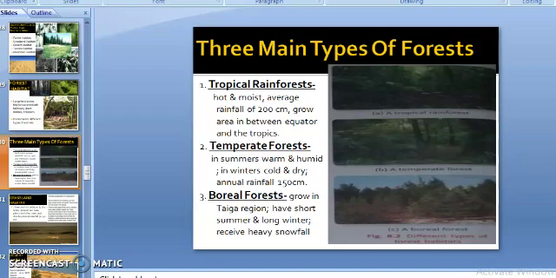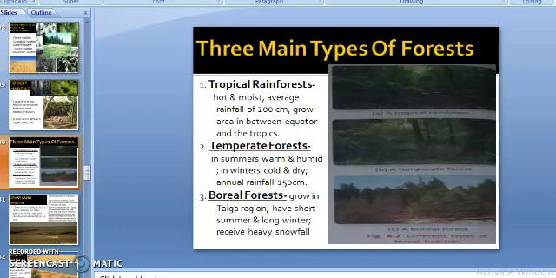Then see the next type of forest, that is temperate forest. Temperate forests are warm and humid during summers, but they are cold and dry during winters. The annual rainfall is 150 centimeters, and the temperature ranges from minus 30 degrees Celsius to 30 degrees Celsius. See the variation of temperature in both. Here the temperature goes to minus 30 and also to plus 30 degrees Celsius. They have deciduous trees which shed their leaves in autumn and grow new leaves in spring.